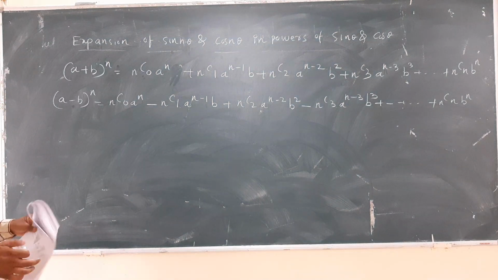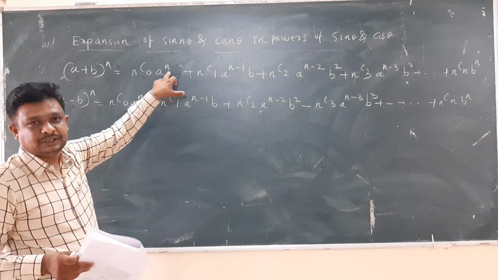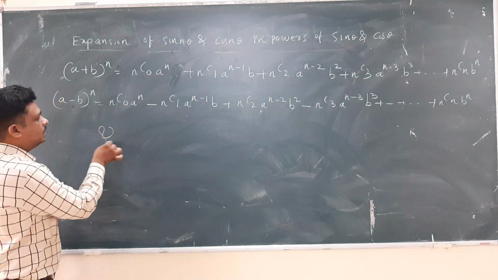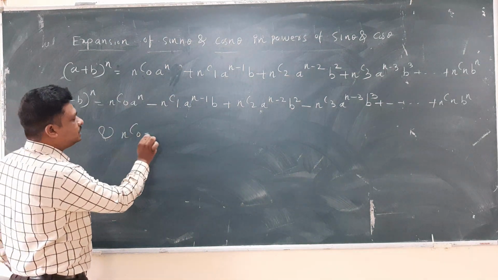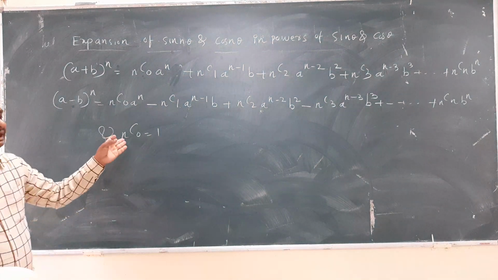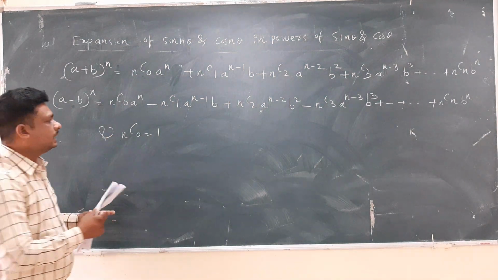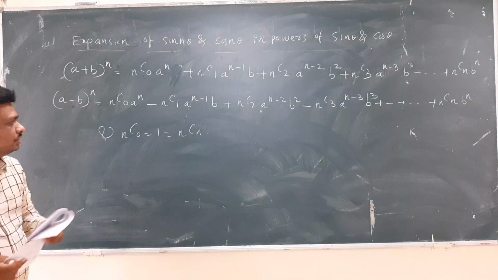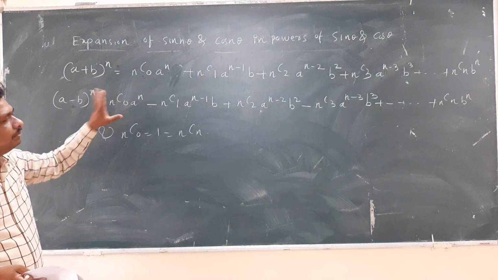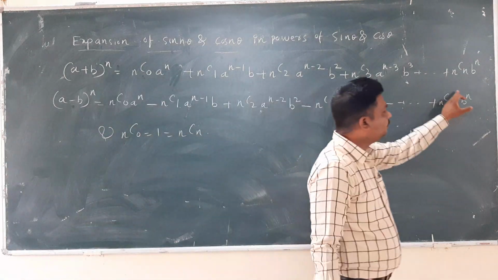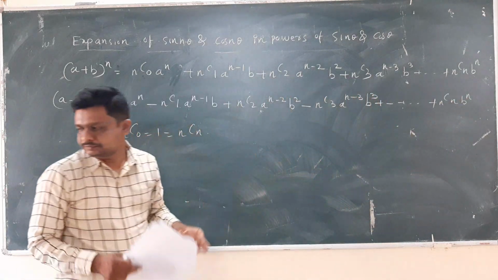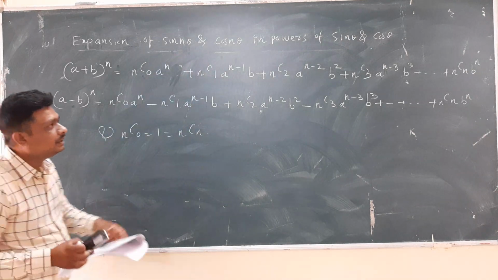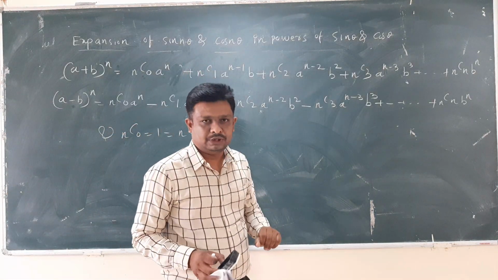Now here n is a positive integer. You should remember n is a positive integer. So note the value of nC0 is 1, put any positive integer, and also the value of nCn is 1. So no need to write the first term and last term in the example. Now we will take some example on this. Again, this is the application of de Moivre's theorem only.